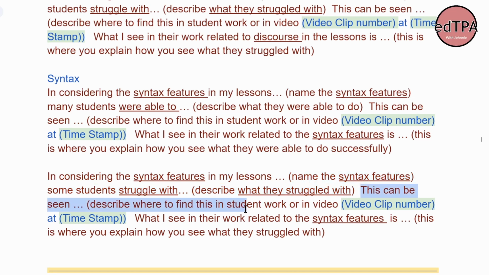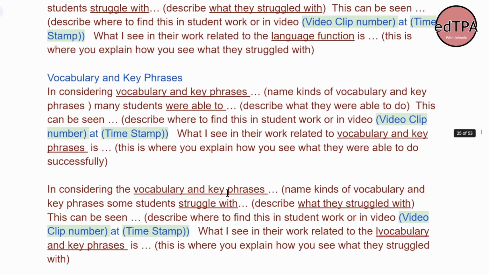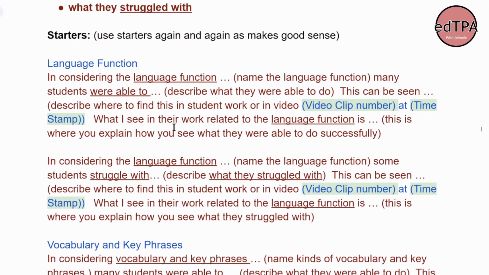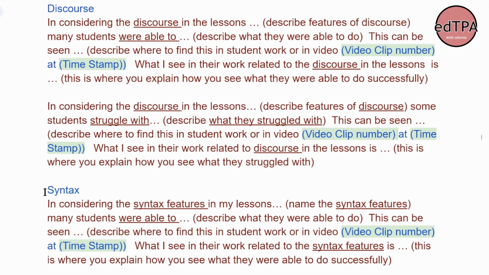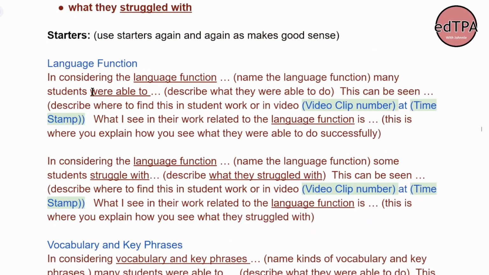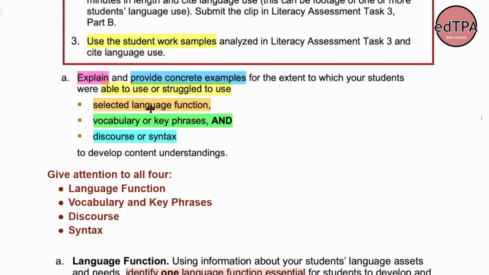This can be seen. Describe where to find this in student work or in video, and then give reference to the video clip number and the timestamp. What I see in their work related to the syntax features is, this is where you explain how you see what they struggle with. So pay attention to each piece of this. We start back here at language function. You're doing each one of the four: language function, vocabulary, discourse, and syntax. And for each one of them, you start with what they were able to do, with evidence, and then what they struggled with, with evidence. And that meets all the requirements of this prompt here.